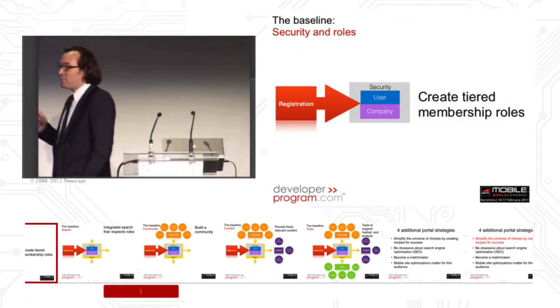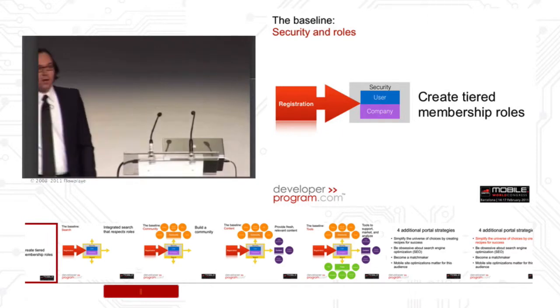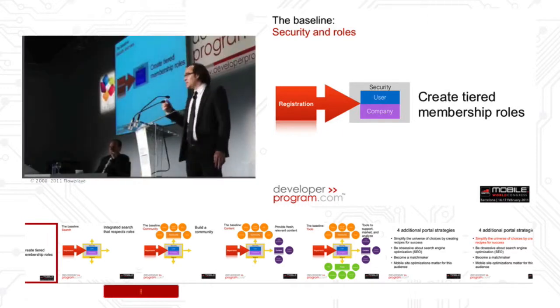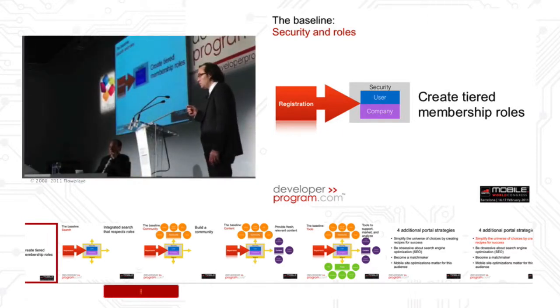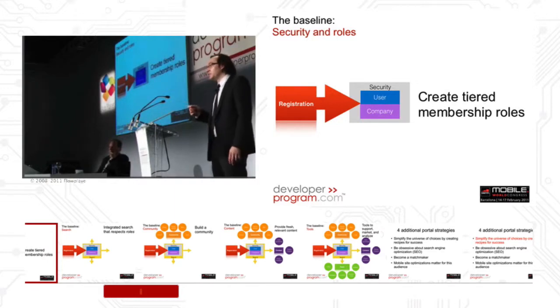And then on top of that, you have to have a security model and some role-based decision-making power to be able to treat the highest value partners and companies in your program a little bit differently than maybe the mass base of lowest level of membership.